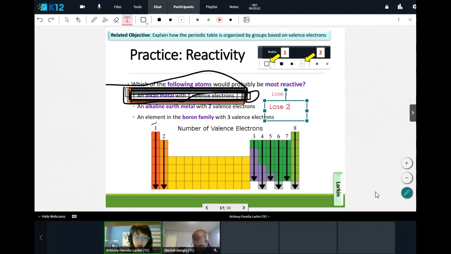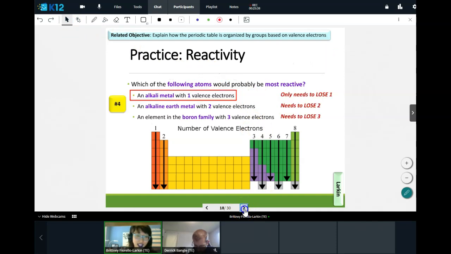And then same thing if you're in the boron family with 3 valence electrons. Is it going to be easier to lose 3 or gain 5 more to get to a total of 8? Yeah, in this case, lose 3. So again, it doesn't necessarily matter whether or not they're losing or gaining. It just matters numbers. So right here, the 1 tells us that this has the least amount to lose to become stable. It's the closest to being stable, making it highly reactive.